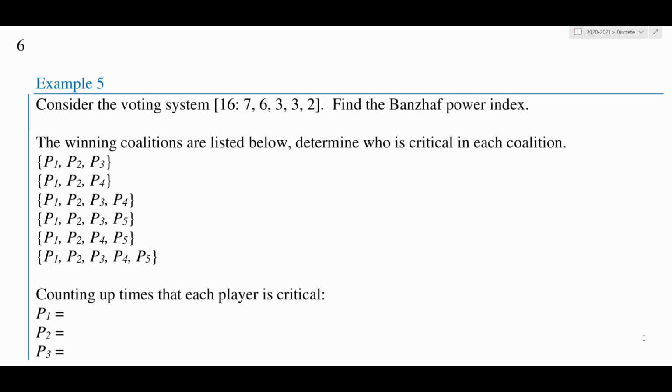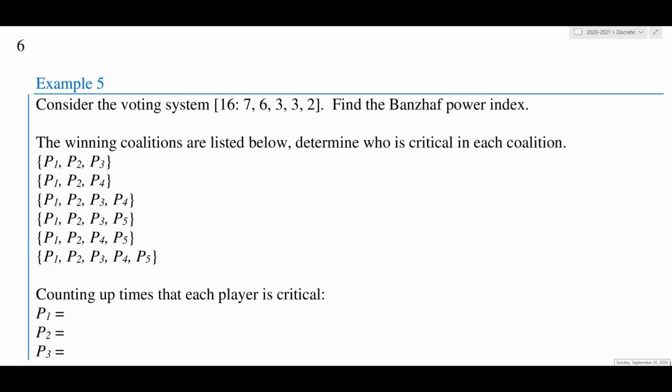And today, in this second example, not only are we going to calculate the power, but we're also going to learn how to use this information to quickly identify players that are dummies, dictators, and who might have veto power. All right, so let's start off this example.